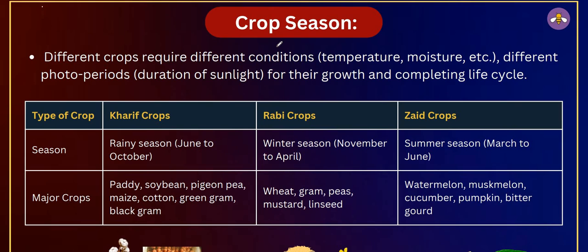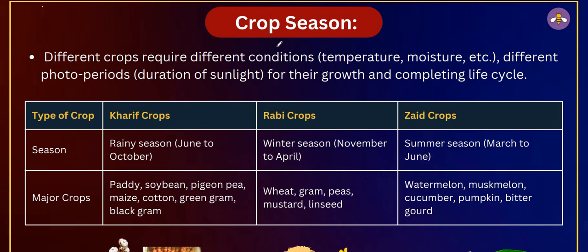So these crops are grown specifically in the winter season only, because they don't need much heat, they don't need much water, they don't need humidity and all. That's why they are grown in winter season. While some crops like paddy, cotton, black gram, pigeon pea, maize, rice are grown in the rainy season because they need much more water.